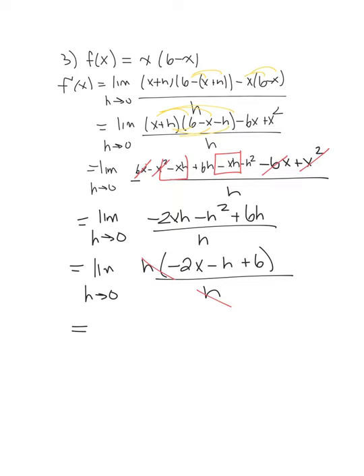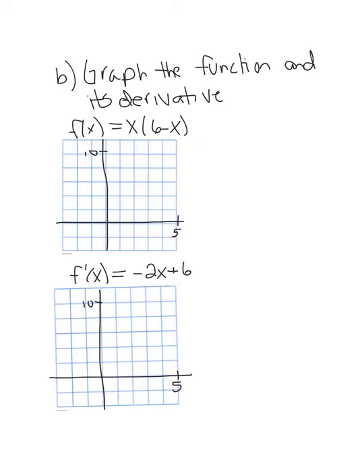So when I do that, I'm left with negative 2x plus 6. All right, so I am adding a part B and a part C to this question. So for part B, I'm asking you to graph the function and its derivative. What I've done here is I've just rewritten the information because it was on the previous page.